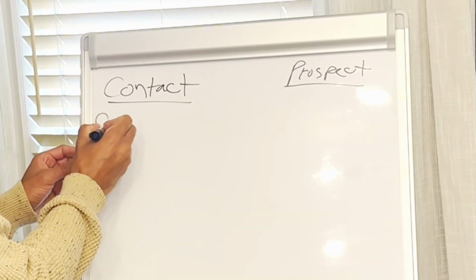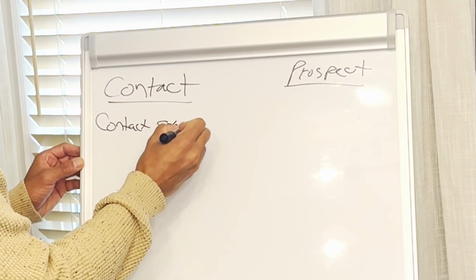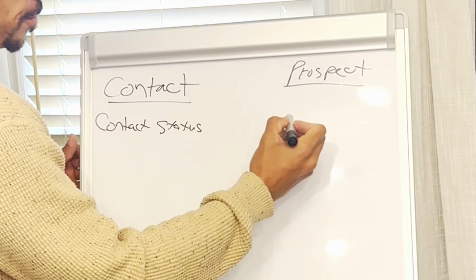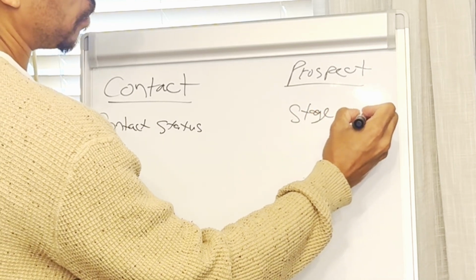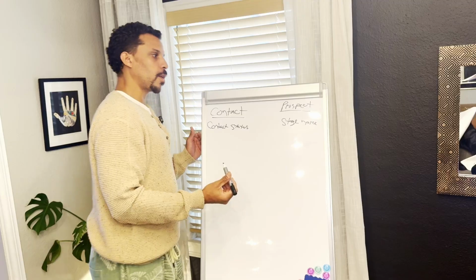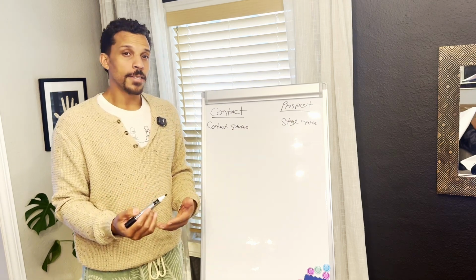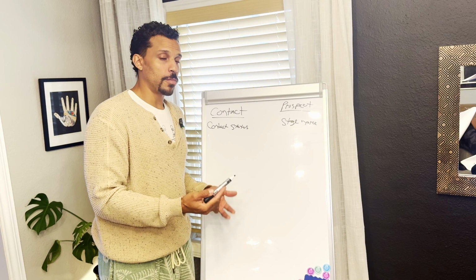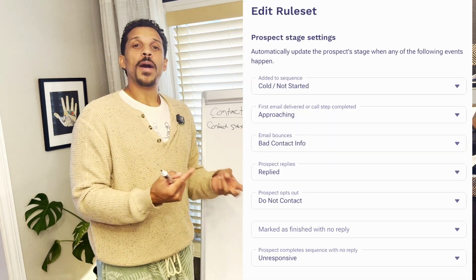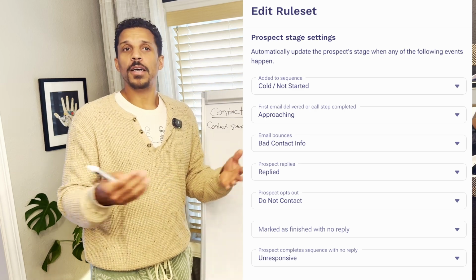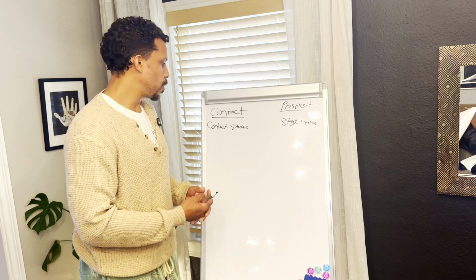We're looking at contact status, mapping to a field called stage. And actually, in this case, it's called stage name when we're dealing with contacts. Stage name is the field that gets updated when the rule set updates the record that's been added to the sequence, the prospect that's been added to the sequence. That could be working, unresponsive, bounced, do not contact, whatever you have set in your rules for the sequences.